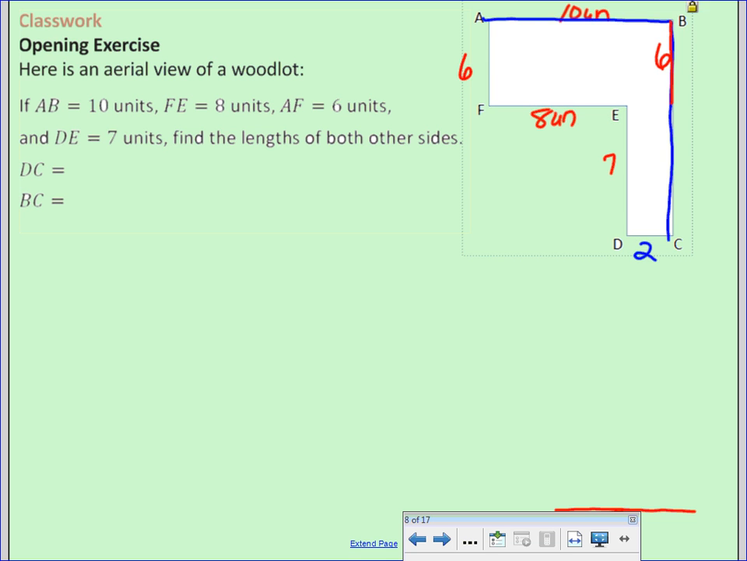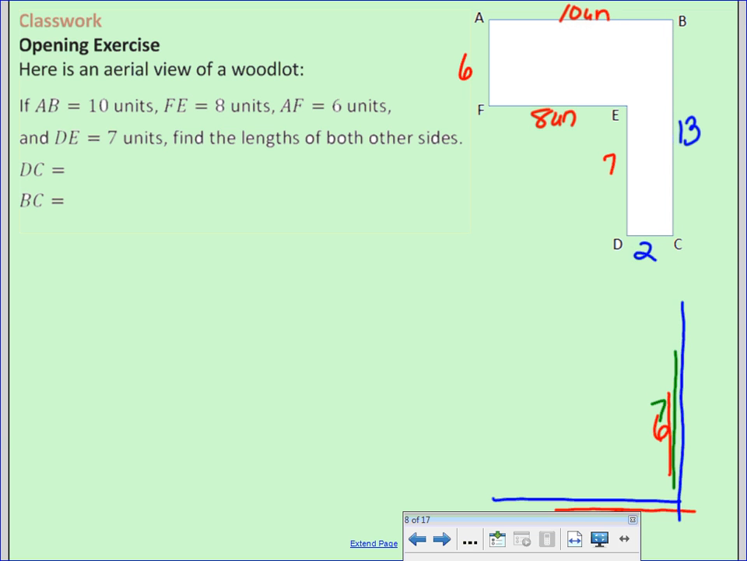Okay, lost that. And if I know that this part is 7, what is the length of all of BC? Everybody? 13. Okay. Any questions on any of that? Where those numbers came from? So DC was 2 units and BC was 13 units.